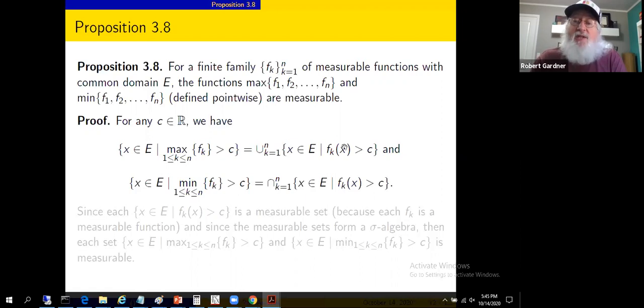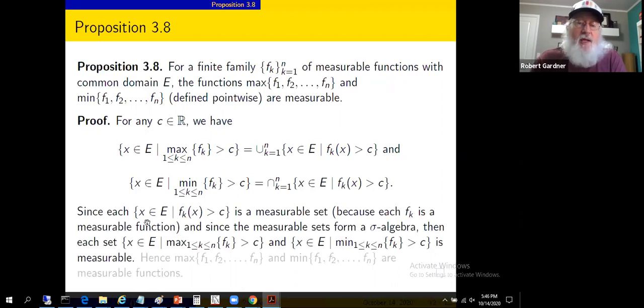This does it. Each of these will be measurable on the right-hand side, so their finite union and intersection will be measurable. We're in a sigma algebra, so these unions and intersections are measurable, and so these sets are measurable. c was an arbitrary real number, so this function is measurable, and that function is measurable. So the max and the min of these collections of functions are measurable.